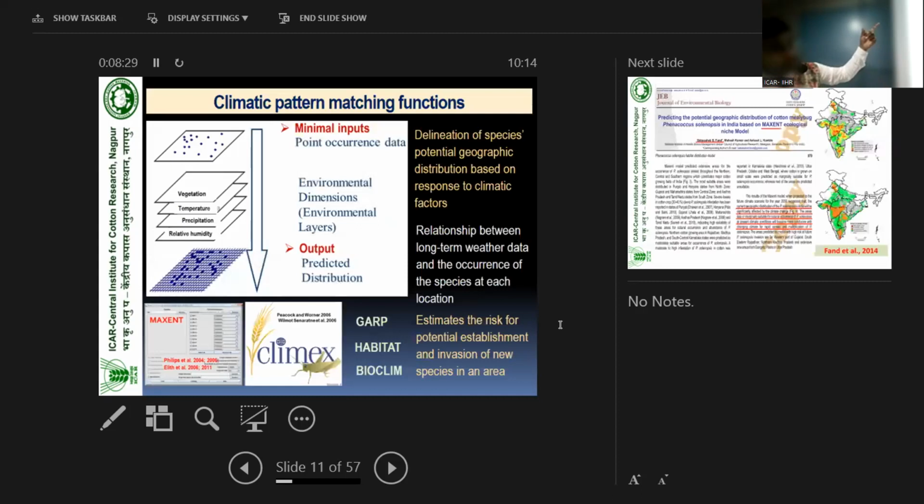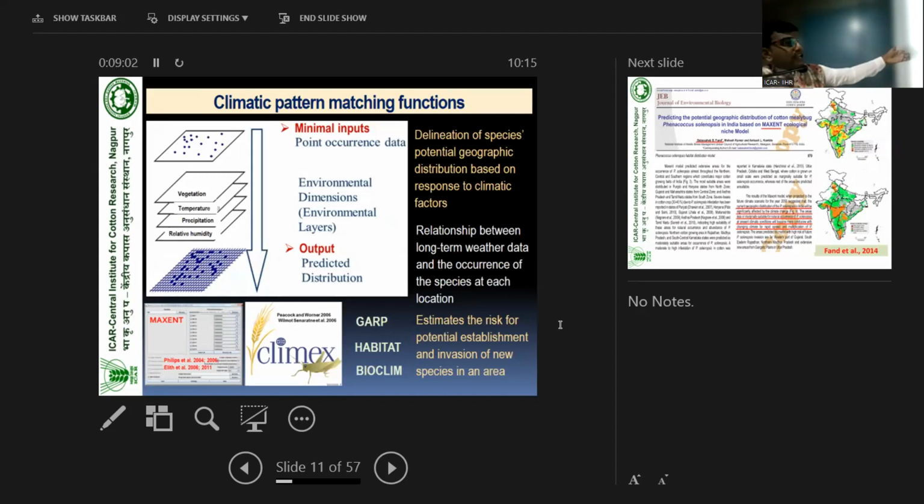The climate pattern matching functions were already told to you, so I will not go into Maxent, Climex, and the like. Those models don't need any detailed data, but the minimal input is the point occurrence. Wherever the pest is occurring, just get the report. Even from literature you can collect reports of places where the pest is occurring, and get the lat-long coordinates and climate data from the internet. The WorldClim website is there, and data is available for global simulations. You can do it. This is the procedure adopted here.